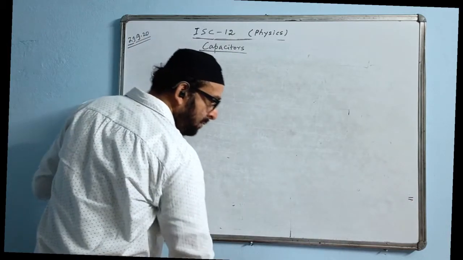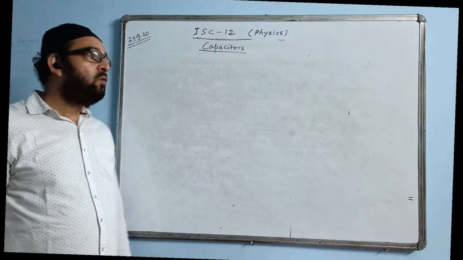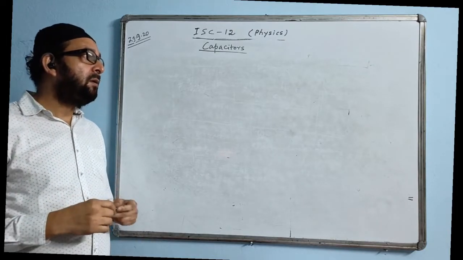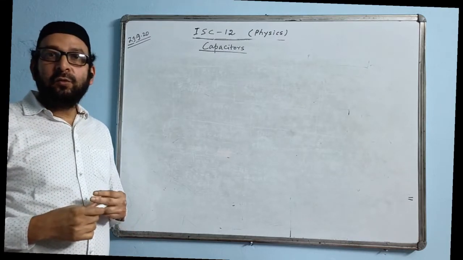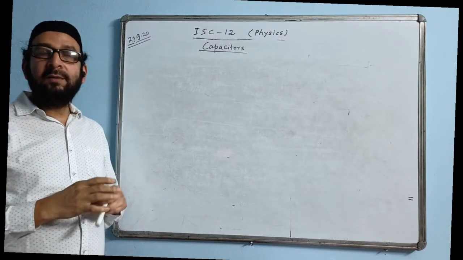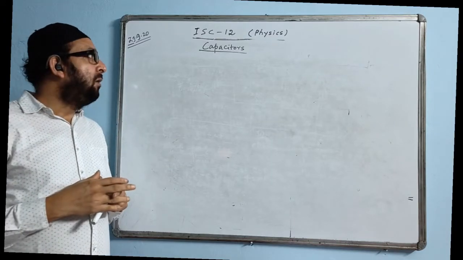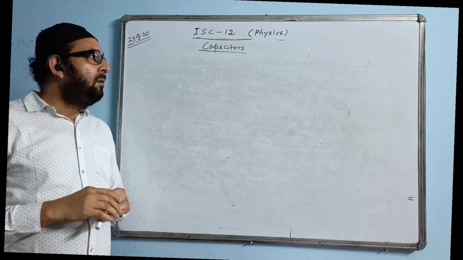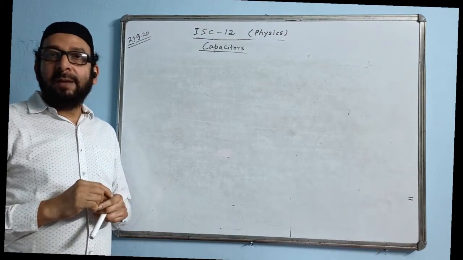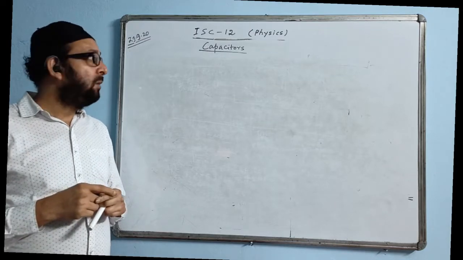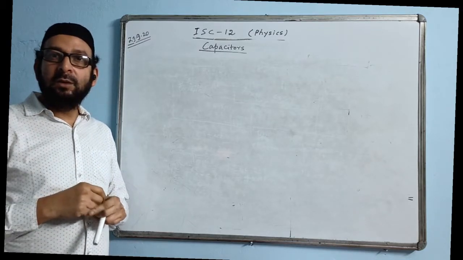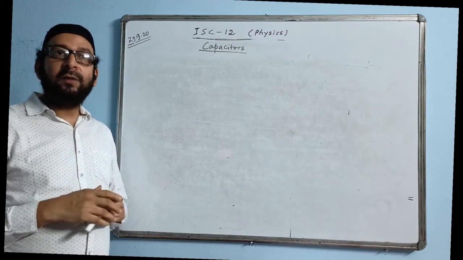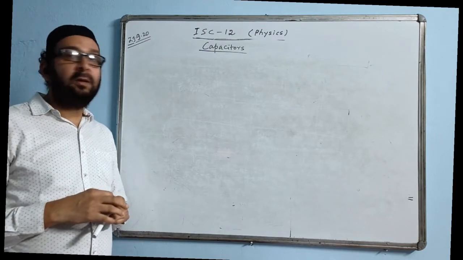Question, they are saying: you are given a number of capacitors of capacitance 4 microfarad. What is the minimum number of capacitors you would use to get a total capacitance of 10 microfarad? You have to get a total of 10 microfarad.